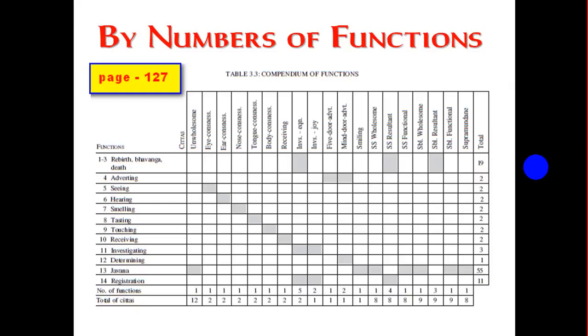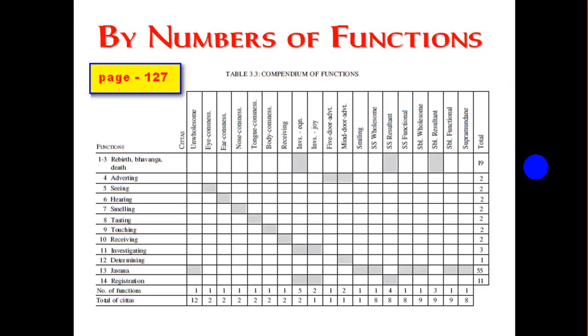So when you are taking an exam, for those who are taking the 1B exam, it's very useful. Just look at this one. These are the numbers of the cheta, but here are the number of functions. The 12 unwholesome cheta have only 1 function, the javana.